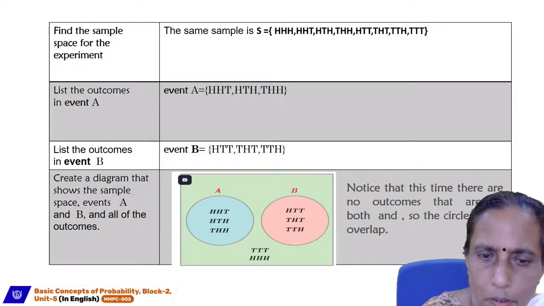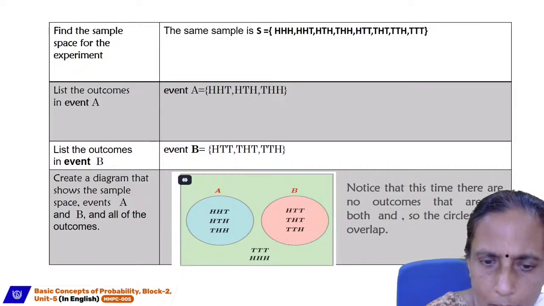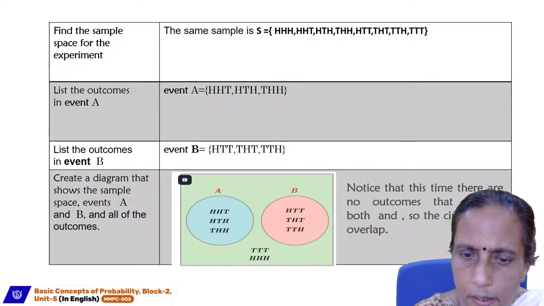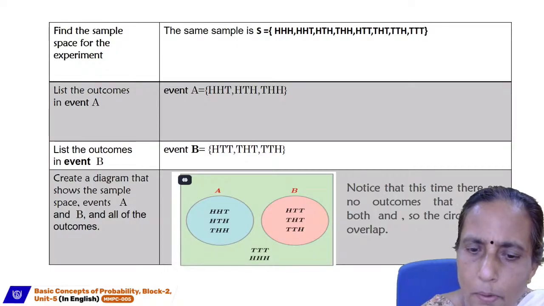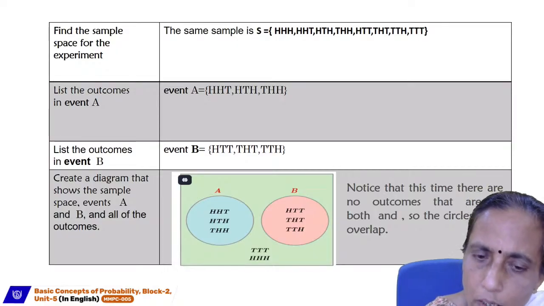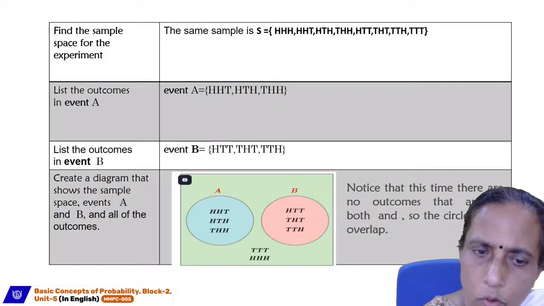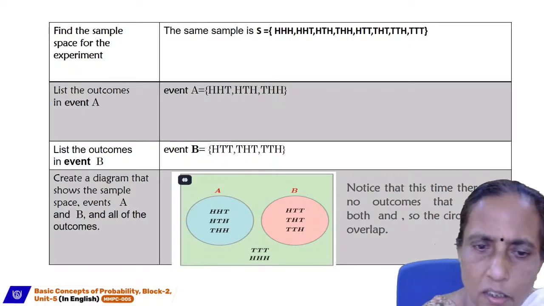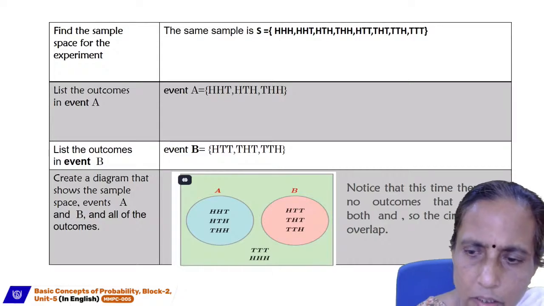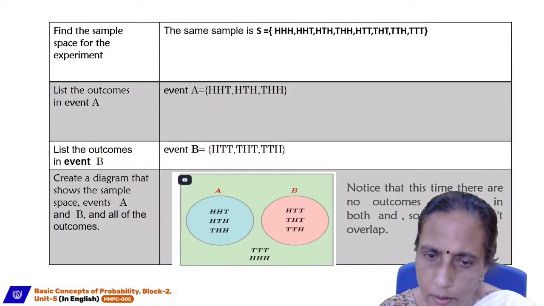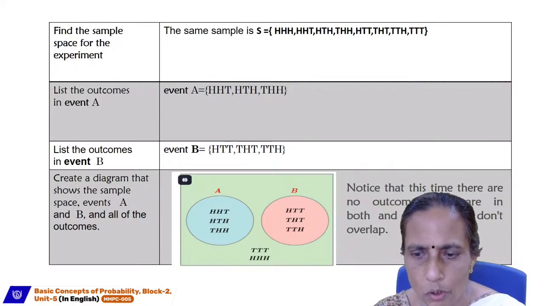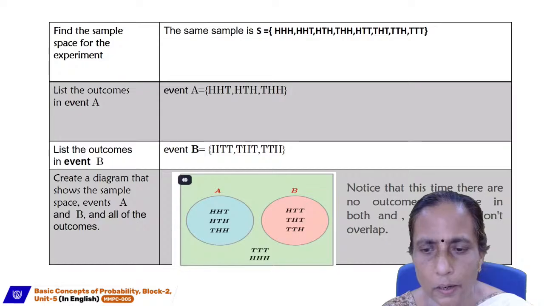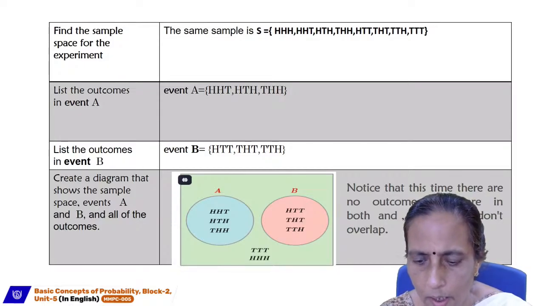So in the total sample space, in A I have the outcomes with two heads. In B, I have the outcomes with two tails. And barring these two, I have two more outcomes: one is all tails and the other all heads. So this is my total sample space, this is my set A, and this is my set B. By looking at the diagram, I can say that there are no outcomes that are both in A and B. That means the circles never overlap.